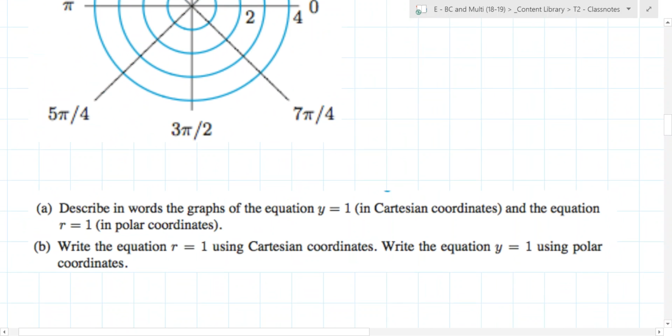Example A. Describe in words the graph of the Cartesian equation y equals 1 and the equation r equals 1 in polar coordinates. So let's look at r equals 1. What is r equals 1? We already talked about that. If I just said r equals 1, what is it? It's a circle with radius 1, centered at the origin. Yes. You need all of those things to uniquely identify it, right?